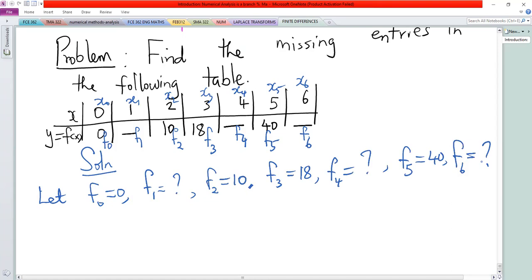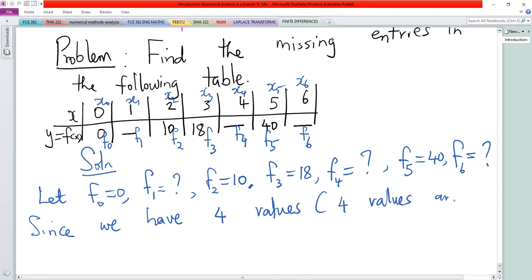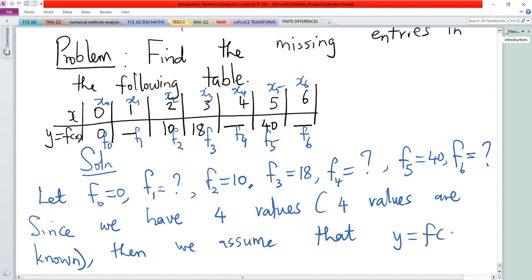Now, we count the values given in the table. So we have f0, f2, f3, and f5. So since we have 4 values, or simply 4 values are known, then we assume that y equals f of x is a polynomial of degree 4 minus 1, that is 3.